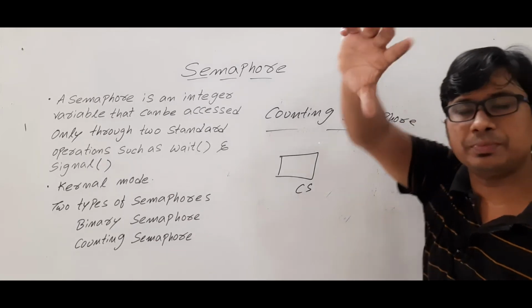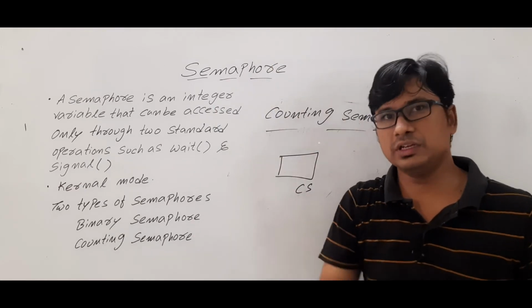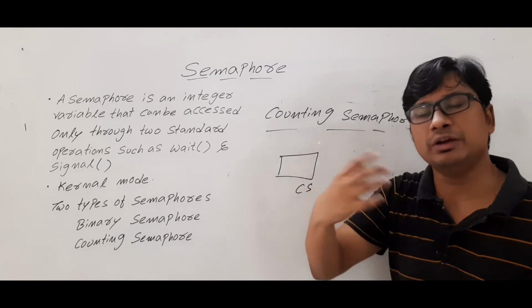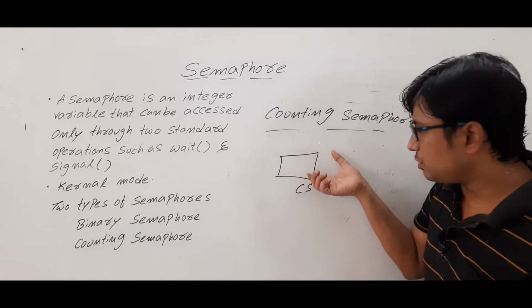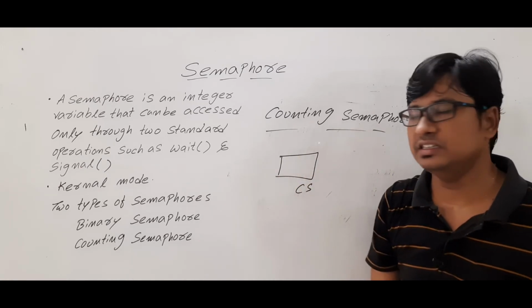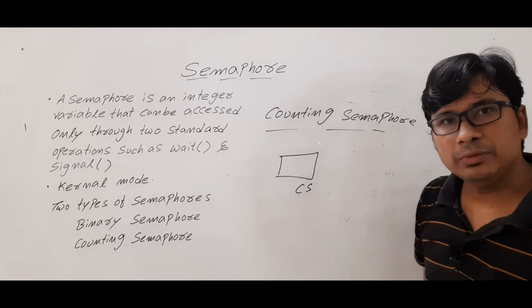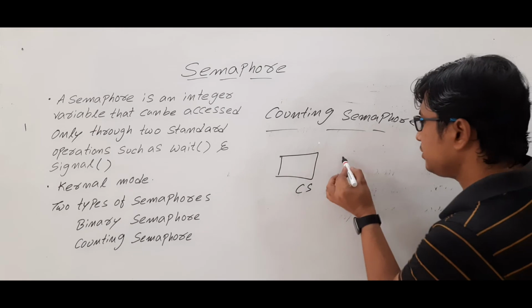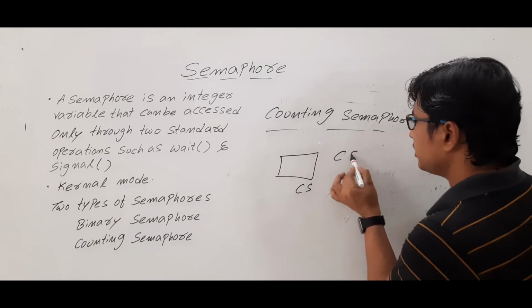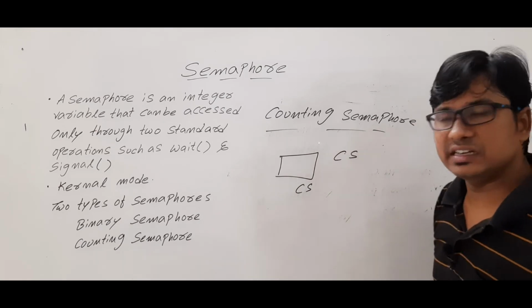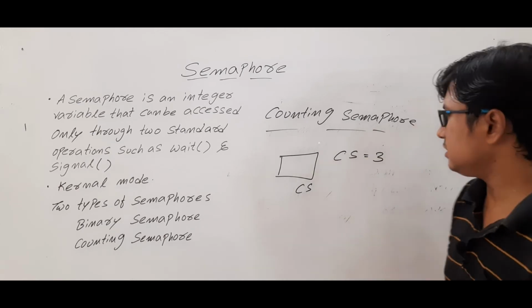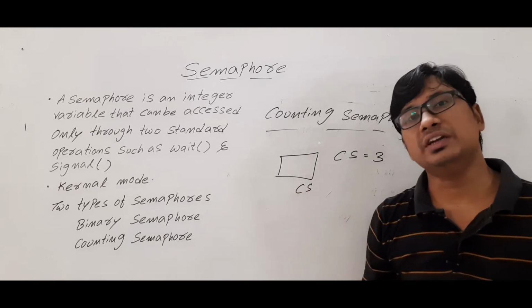Am I right? Because now the printer is a shared resource. Whenever there is a shared resource or shared variable, if one process is accessing it in that code, then we say that it is a critical section. Is it clear? Now how many processes can enter the critical section? Three processes. So you will have the counting semaphore variable. Let's take CS, and its initial value is equal to 3. Meaning, three processes can enter the critical section.